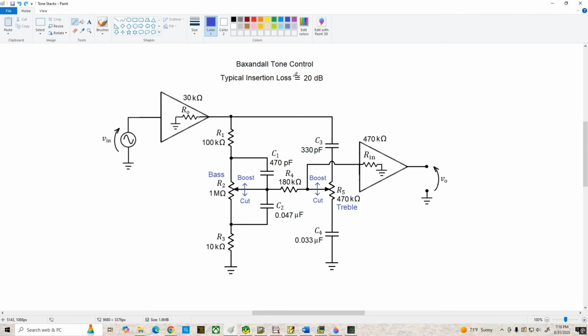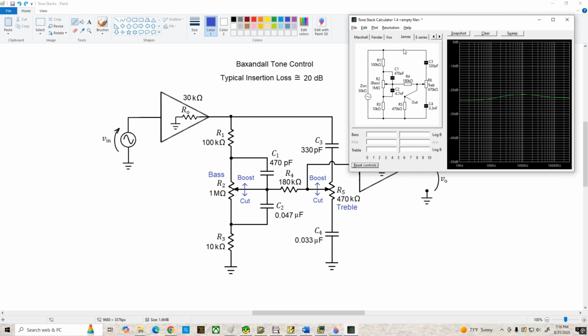But a couple of things to notice. First of all, it's got a pretty high amount of insertion loss, about 20 dB, but it's got really nice frequency control characteristics. When the bass and treble controls are in the center of their travel, the response is pretty flat the whole way across the audio range. So if I pull up the tone stack calculator, here it is. In this, it's called the James topology, and as you can see, with the pots set at the middle of their travel, we've got a pretty flat frequency response.